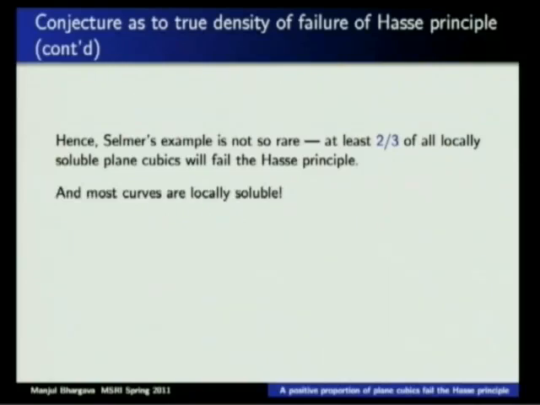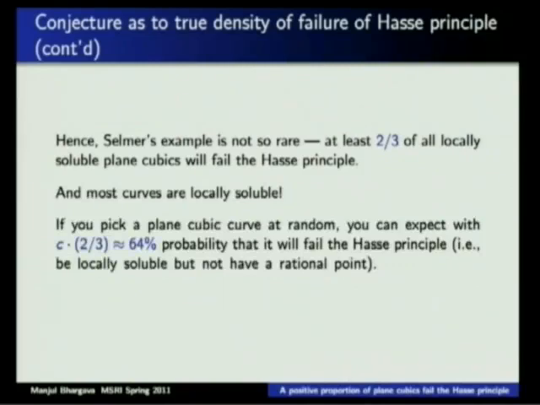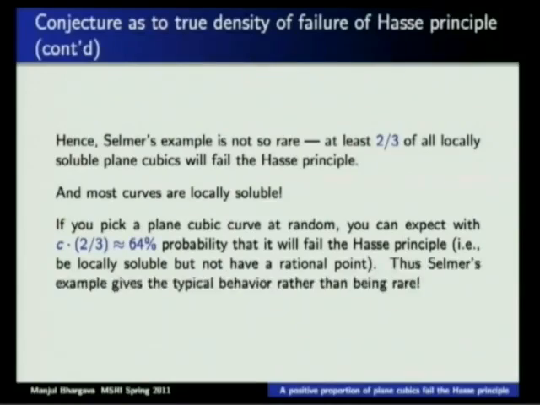And again, most curves are locally soluble, 0.96 of them. So if you pick a plane cubic curve at random, then you can expect that 0.96 times 2/3, that is 64% probability, that it will fail the Hasse principle. That's what I feel is the probability. So in other words, Selmer's example gives more of the typical behavior rather than being rare. Or, inspired by Henrik's talk this morning, I could say, a plane cubic curve is more likely to fail the Hasse principle than not.